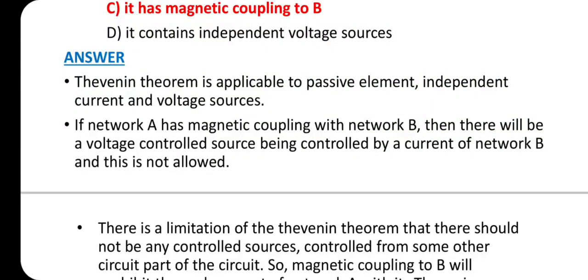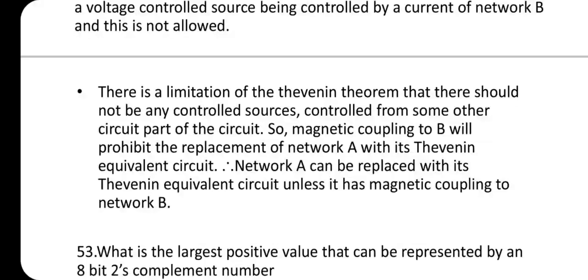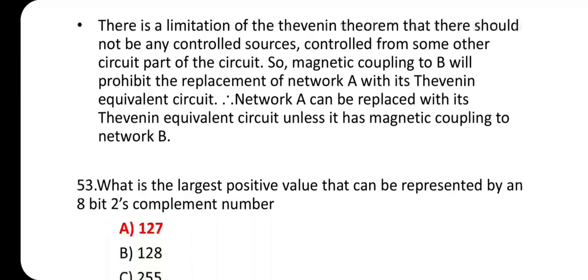If network A has a magnetic coupling with network B, then there will be a voltage source controlled by a current of network B, and this is not allowed. There is a limitation of the Thevenin theorem that there should not be any controlled sources controlled from some other part of the circuit. So magnetic coupling to B will prohibit the replacement of network A with its Thevenin equivalent circuit. Therefore, network A can be replaced with its Thevenin equivalent circuit unless it has magnetic coupling to network B.